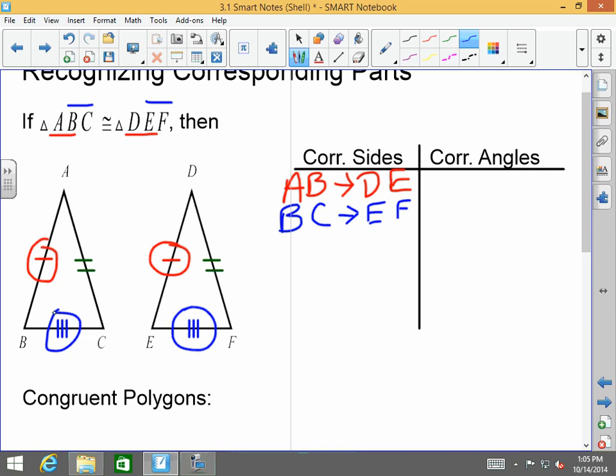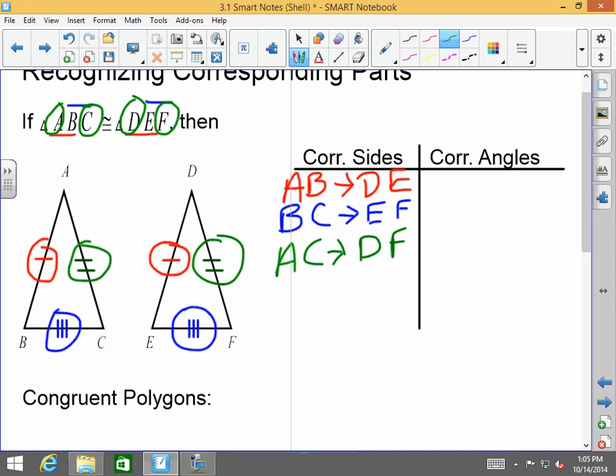And last but not least, I have an A at the front and a C at the end. And then I have a D at the front and an F at the end. So that means that AC corresponds to DF. And I have proven that for you because I have 2 tick marks on AC and 2 tick marks on DF.